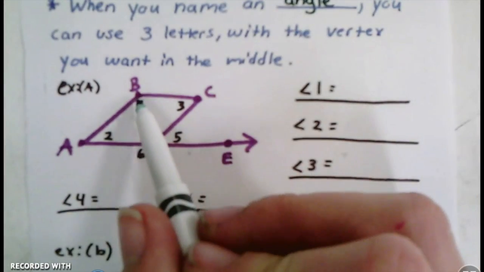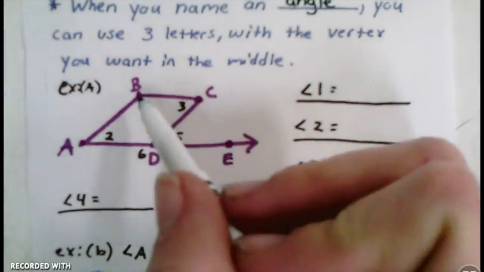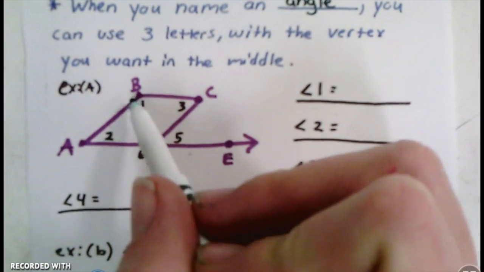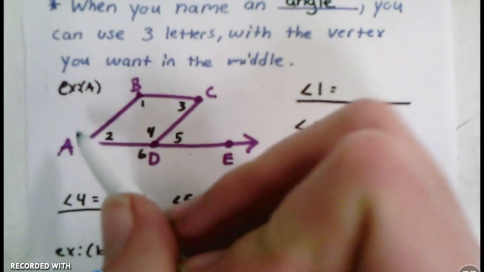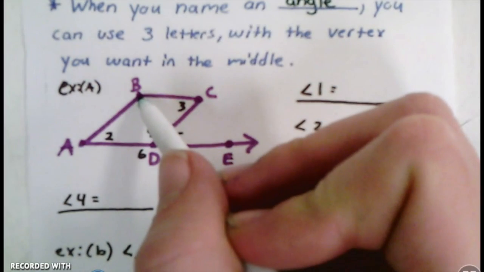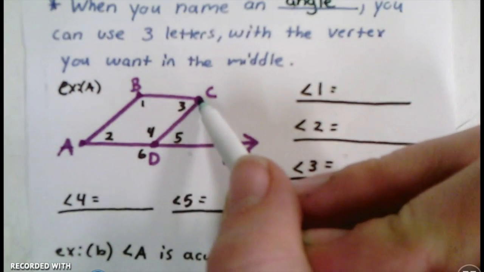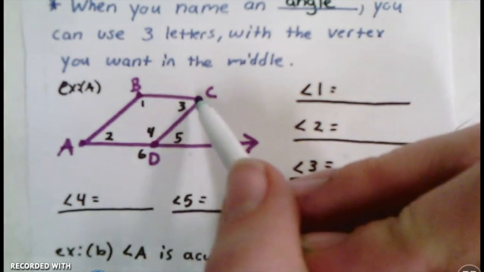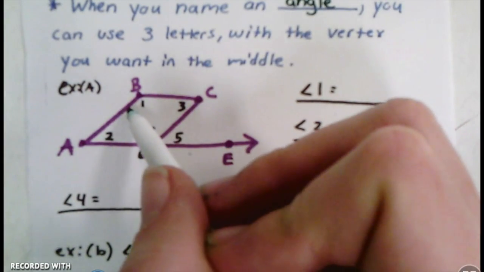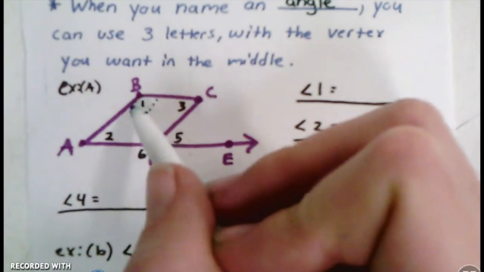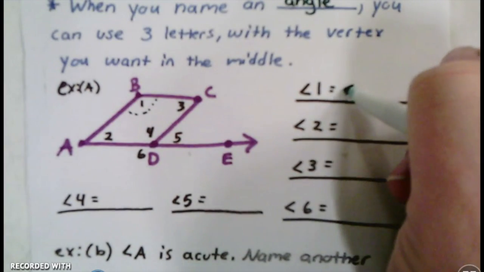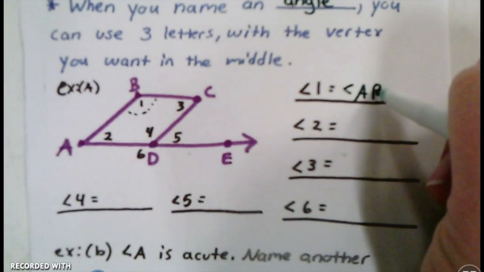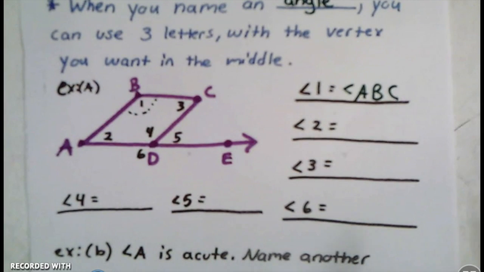Let's start by naming angle B using 3 letters. I can start with A or C. I'm going to basically be tracing the outline of this angle. So if I started at A, I would go A, B, that letter is going to be in the middle, C. And that way with my fingers, if I were to trace those letters, I'll know that it's talking about this angle right here. Number 1, okay? So angle 1 is angle ABC. You also could write that as CBA. That would be okay too.